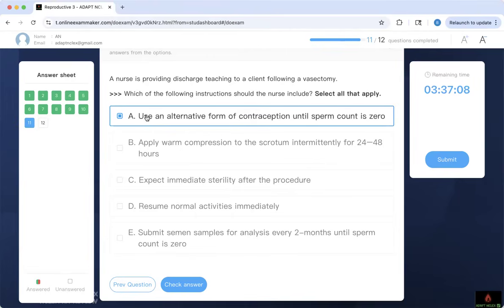Yes, you need an alternative form of contraception. You have to wear a condom, your wife has to wear a condom, anything that will help with that. After the procedure, cold compression or warm compression? I have a video on cold and warm therapy. It's easy to miss this kind of question. If you mix it up, it's okay.